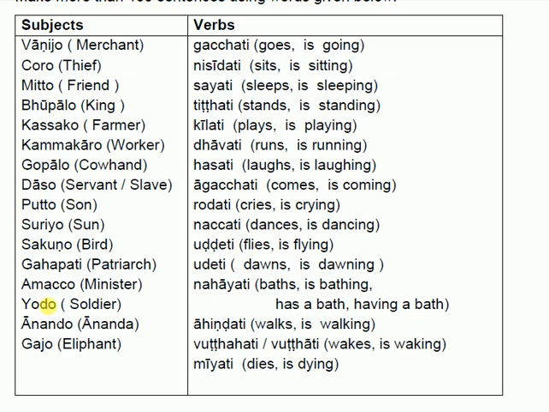Amacho, minister. Yodo, soldier. Anando, name Anand. Gajo, elephant. Those are nouns we can use as subjects.